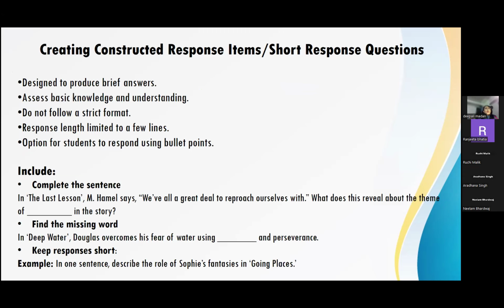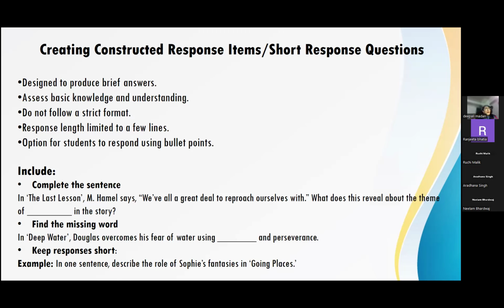Now we move to the constructed response items or short response questions. So in between, there are other questions also, ma'am. Like if you feel that it is really not possible for me to find four possible options, then it's better that you should use the other options like fill-up type questions or one-liners. CBSE also allows us to use those kinds of questions.